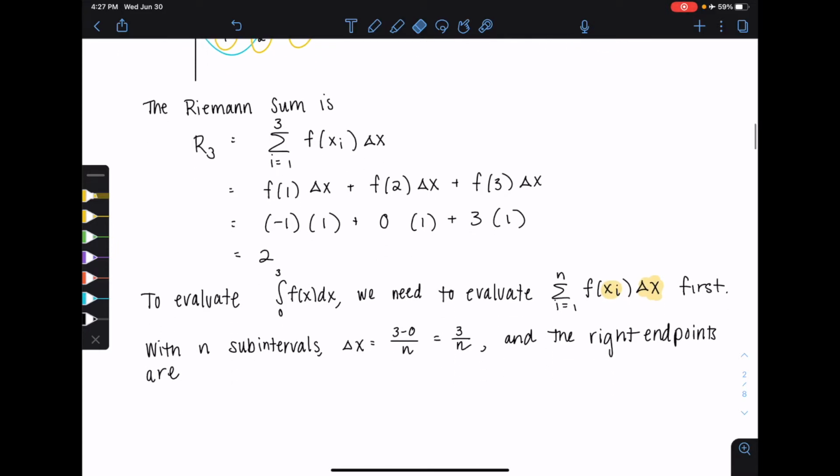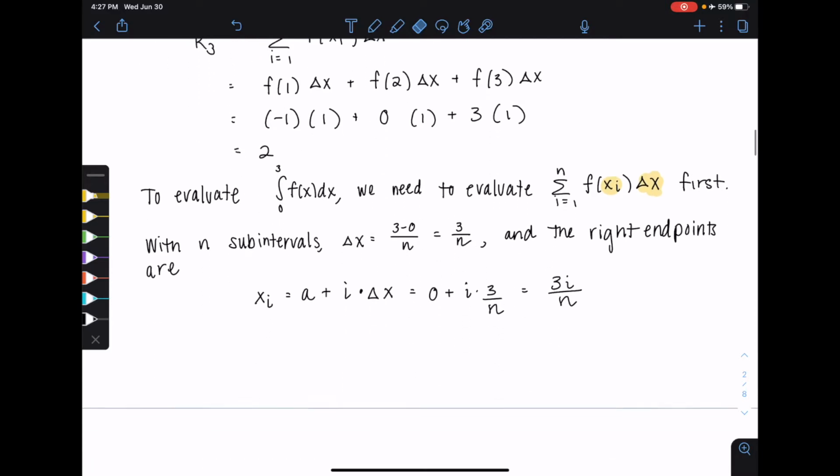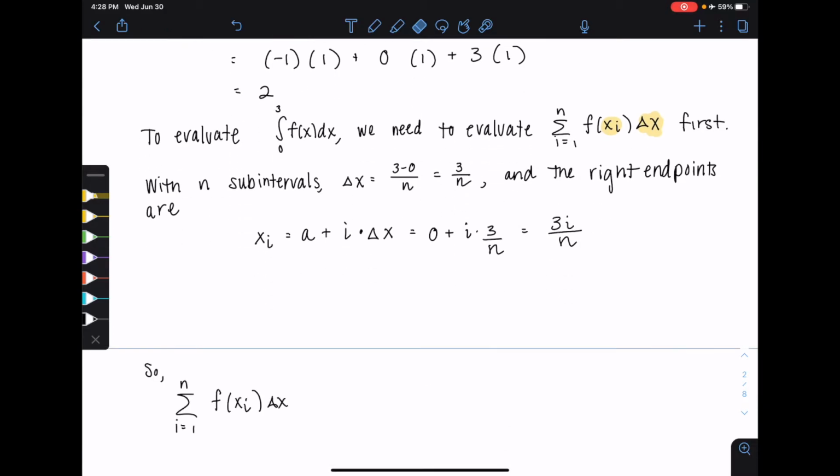Our right endpoints, remember, are x_i. You start at your value of a, and you add to it i times delta x. In our case, the very first value we start at is 0. So this is equal to 0 plus i times delta x, which is 3 over n. So ultimately, the right endpoints can be given by 3i over n. So if I want to evaluate this expression, I need to, instead of using my right endpoints, plug in this expression 3i over n, and delta x is 3 over n.